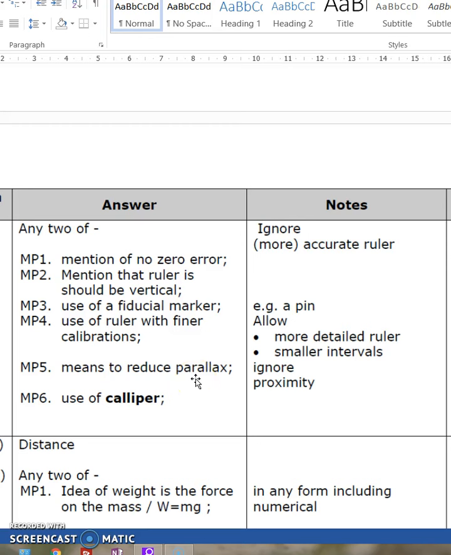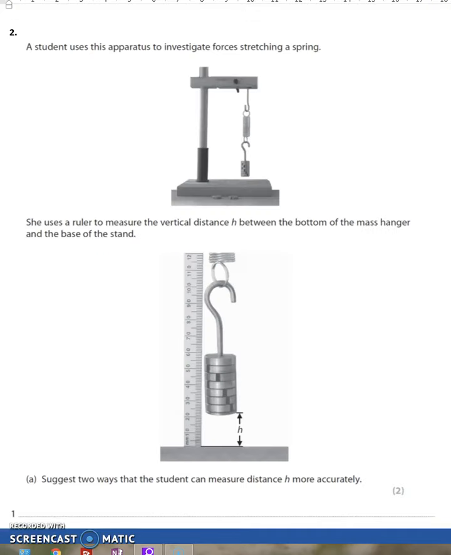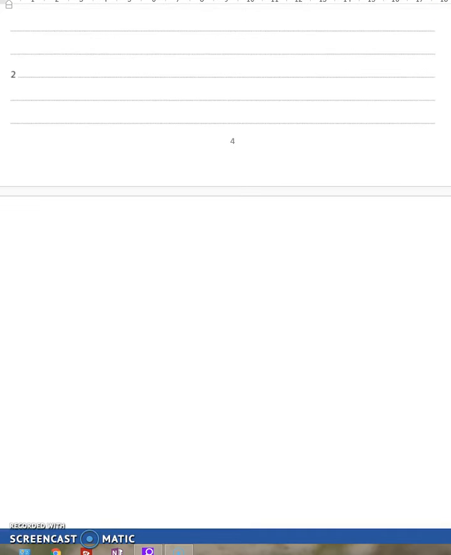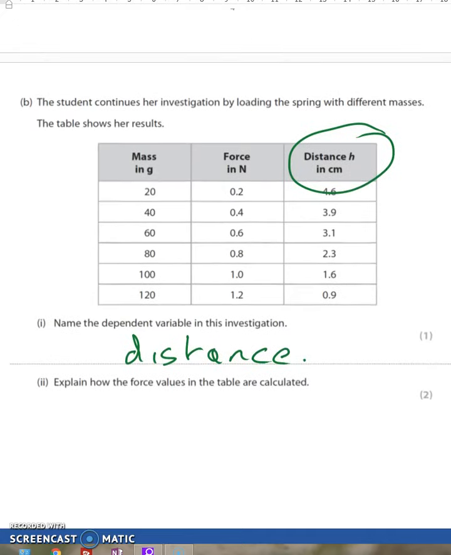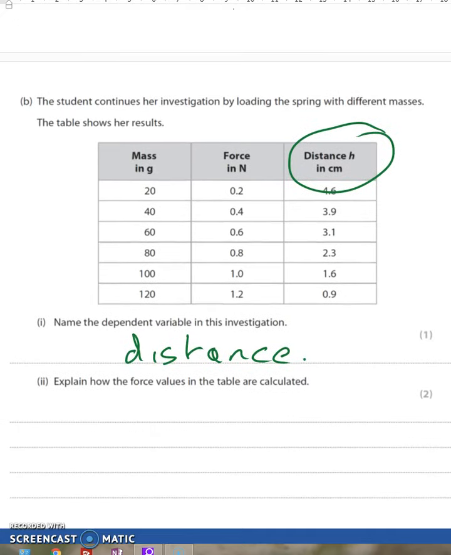Okay, the next part was all about independent and dependent variables. Now, this was, I think, something which people weren't remembering. So here, your dependent variable is what you measure. Your independent variable is what you change, and in this case, that was the mass. That's what you changed in the experiment. And you converted that to force. This is in the second part of the question here, but what you measured was the distance in centimeters. So the dependent variable is the distance.